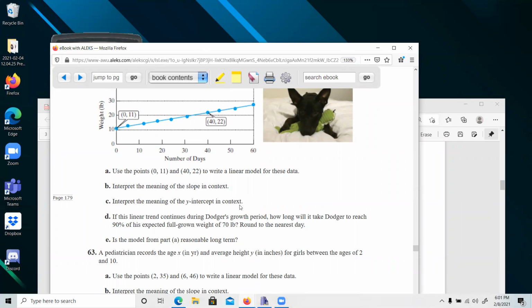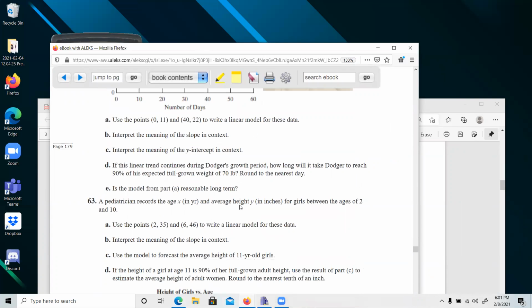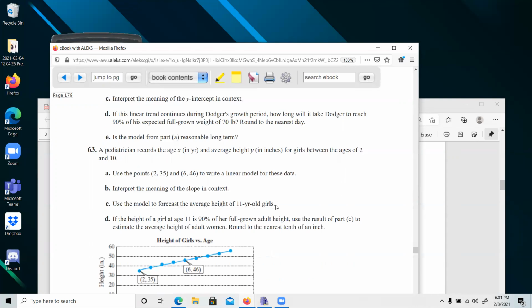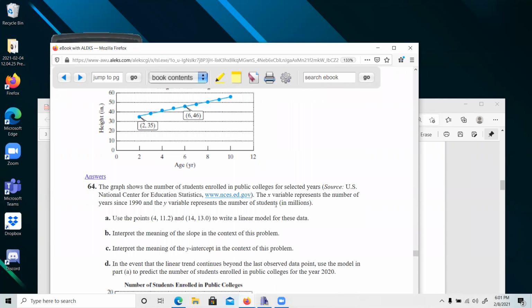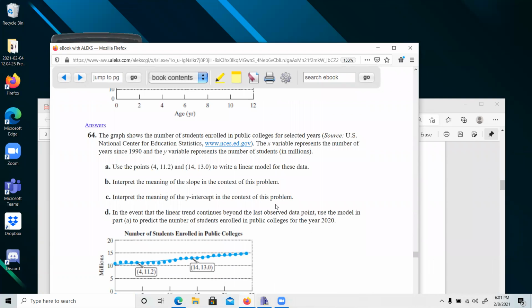Okay, so let's see here. See, I should have looked at this. Average height. Oh, this is years and heights. This is not weights. Okay, let's look at this one.